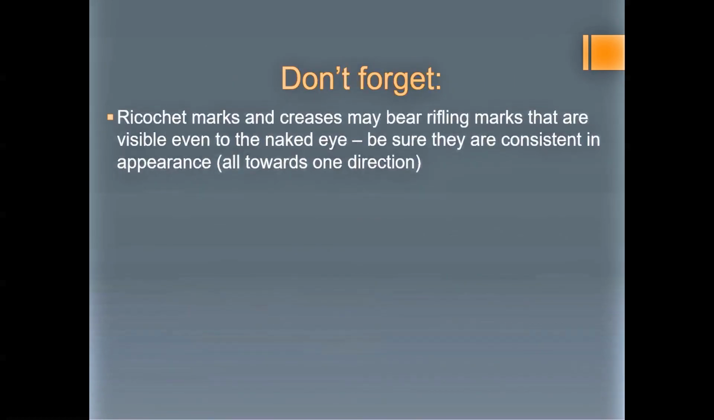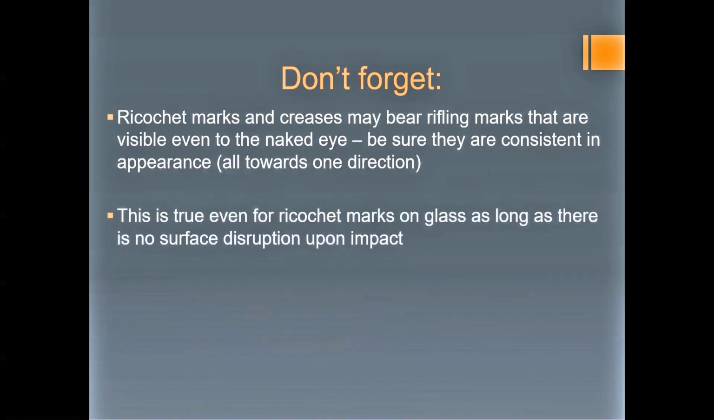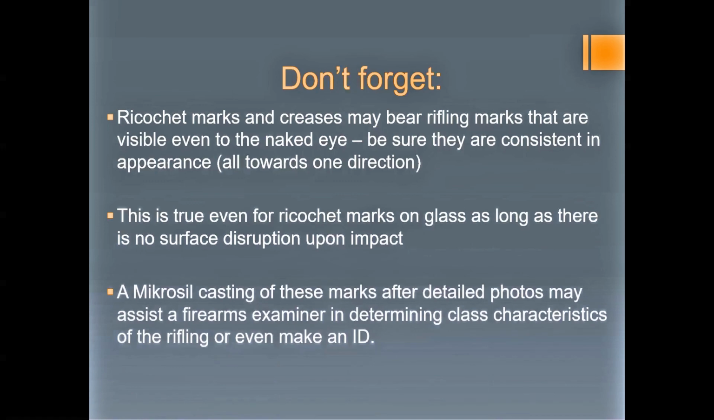Don't forget, ricochet marks and creases may bear rifling marks that are visible even to the naked eye. Be sure they are consistent in appearance, all towards one direction. This is true even for ricochet marks on glass, as long as there is no surface disruption upon impact. A microsil casting of these marks after detailed photos may assist a firearms examiner in determining class characteristics of the rifling or even make an ID.